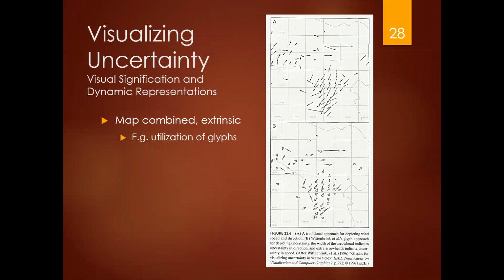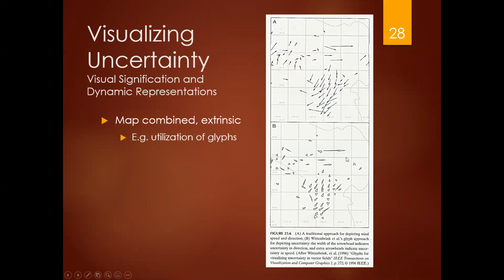Okay, so here we have two figures, figure A and figure B. Figure A is a traditional approach for depicting wind speed and direction. So we have a lot of small arrows. Each arrow, of course, has a specific direction. That's for the direction of the wind. And each arrow has a length. The longer the arrow, the higher, of course, the speed, right?